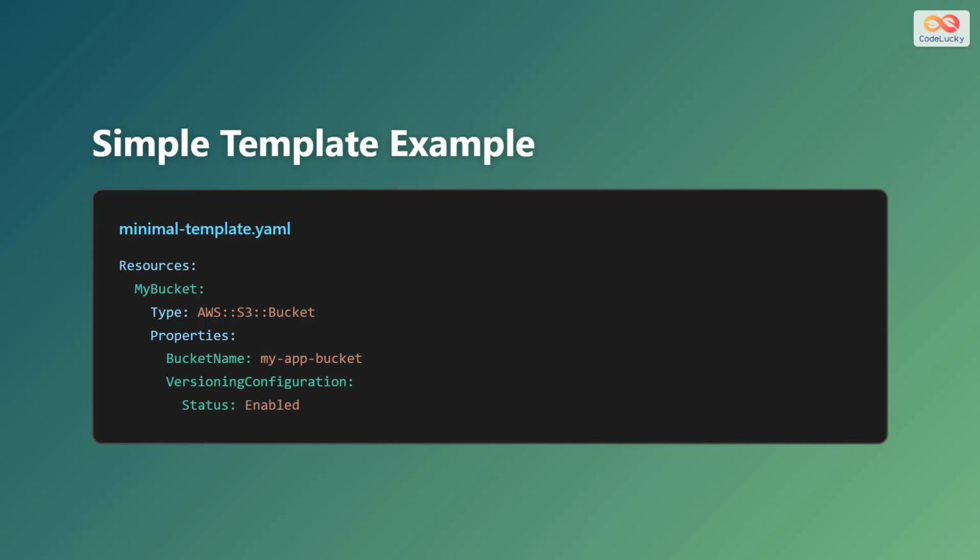Here's a minimal template example to illustrate the concept. Under the Resources section, we define a resource called myBucket with the type AWS::S3::Bucket. In the Properties section, we specify a bucket name as my-app-bucket and configure VersioningConfiguration with Status set to Enabled. This simple template creates a single S3 bucket with versioning enabled. Templates can contain many more resources, but this shows the basic structure you'll work with.